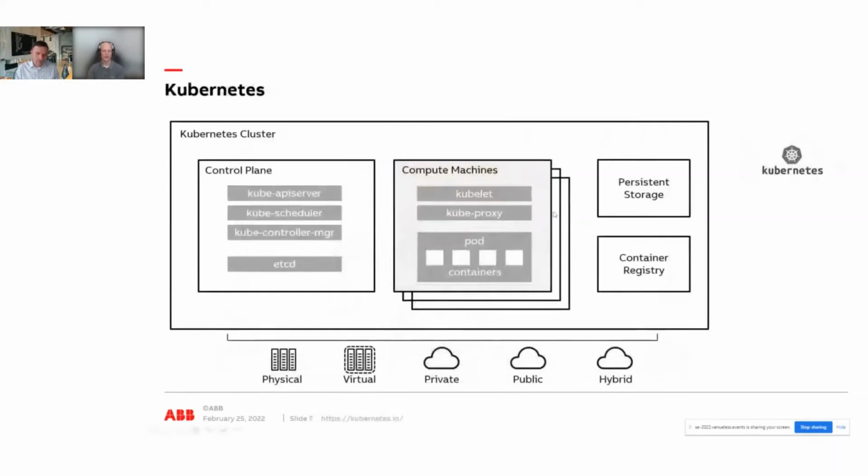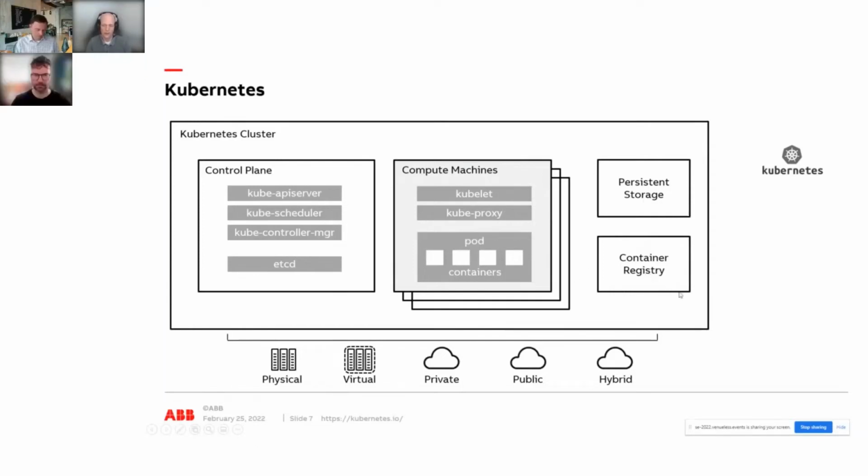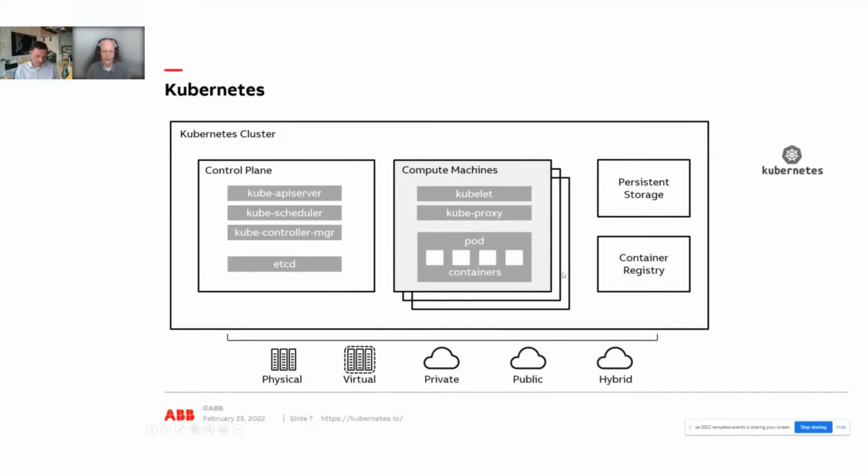Just some background, what is Kubernetes? So it's a cluster of nodes where you have one control plane and then several compute machines. So these are different servers. They have some management software from Kubernetes. Each worker node or compute machine here also has a kubelet and a kube-proxy. And these pods encapsulate containers, for example, Docker containers. You might have also an underlying persistent storage and a container registry, to actually pull software for updates.